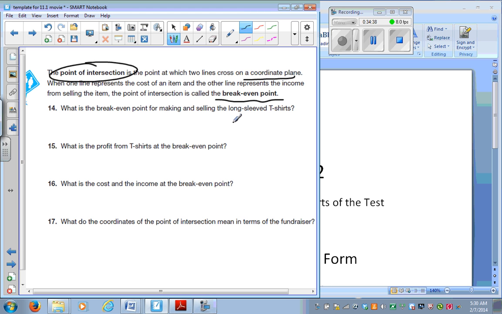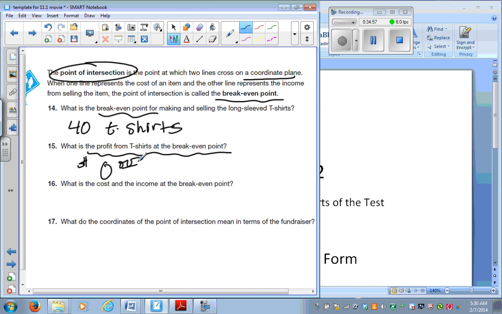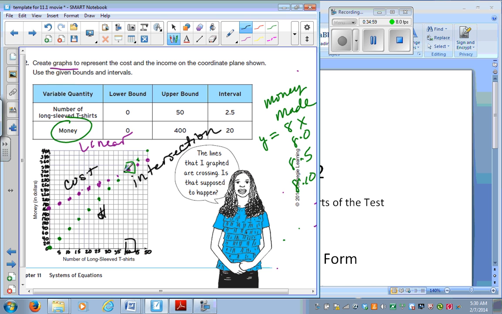So the break-even point, where your cost and the amount of money that you make are the same, is when you've sold 40 t-shirts. What is the profit from t-shirts at the break-even point? Okay, well, you haven't made any profit yet. The break-even point, as I said a second ago, is when you haven't made any money yet, but now you finally haven't lost any money either, because your cost and the amount of money that you make are now the same.